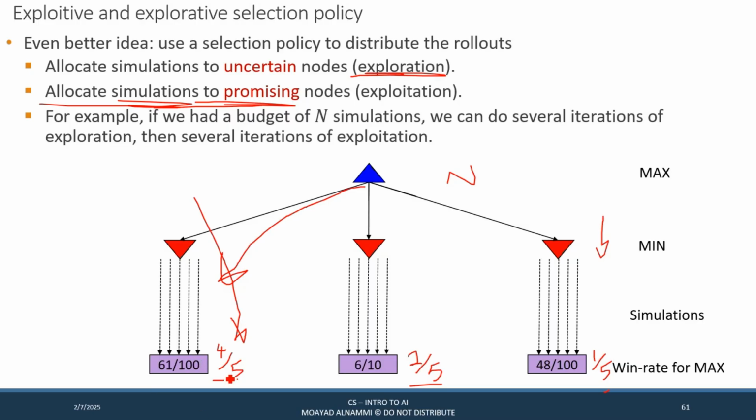As I allocate more simulations to the node, I'm going to gather more accurate statistics for this node. The more simulations you give, the more certain you become of the statistic. Now, this node here becomes less certain, mainly because you didn't do a lot of samples. So maybe then you allocate some budget here.